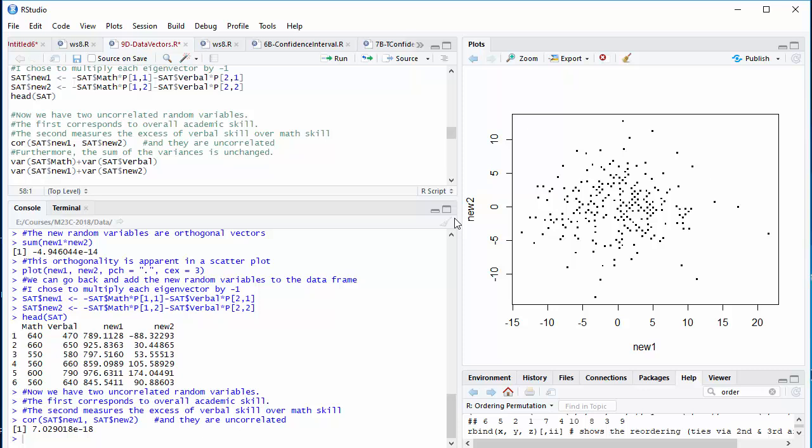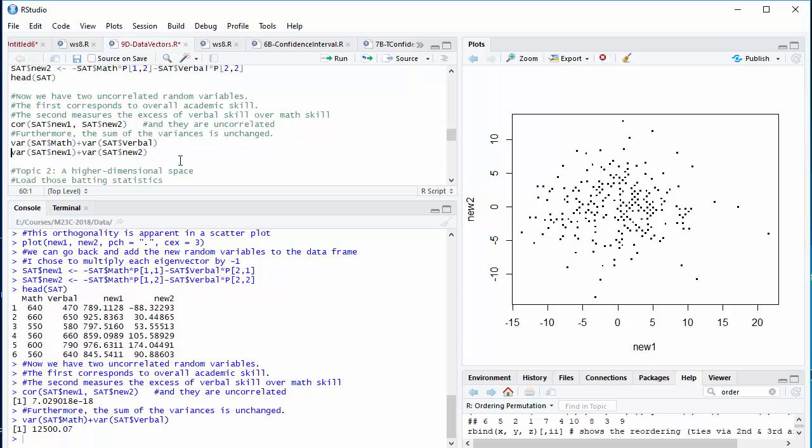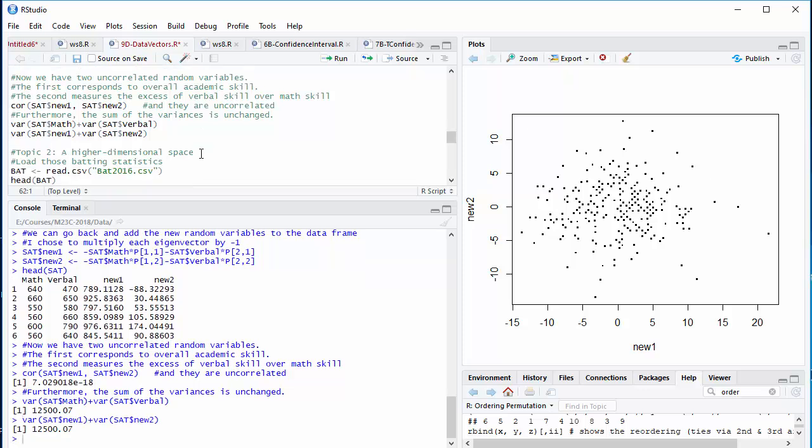And because I used eigenvectors of length 1, the sum of the variances is unchanged. If I take the sum of the variances of my old math and verbal scores, I get 12,500. If I use my new variables instead, I get exactly the same number. So this is the simplest case of so-called principal components analysis. You'll be seeing a lot more of this next week.